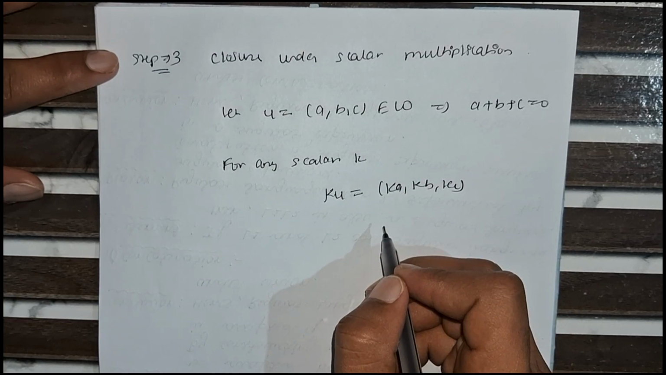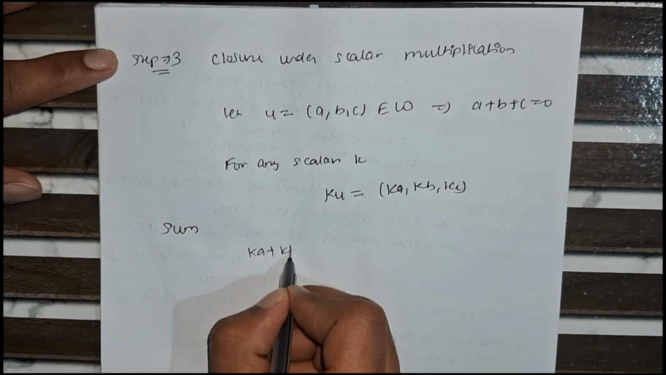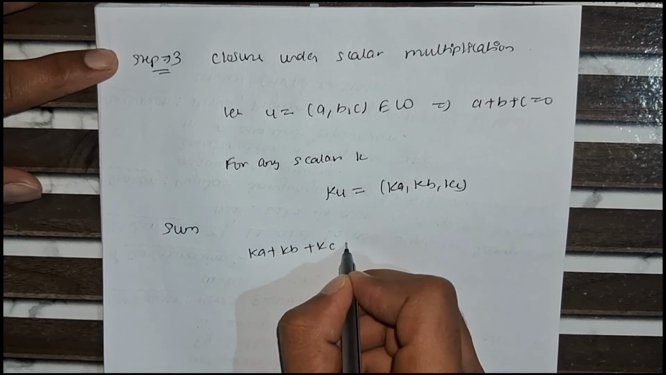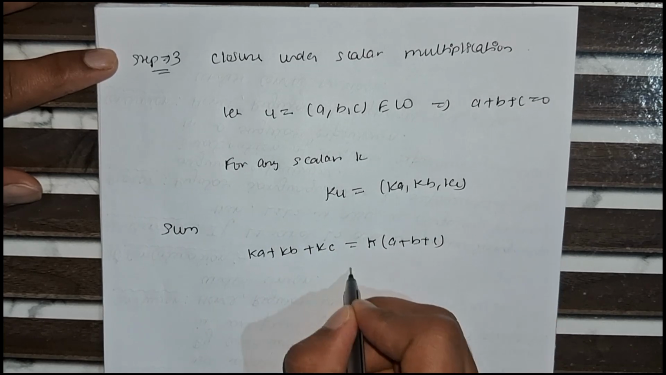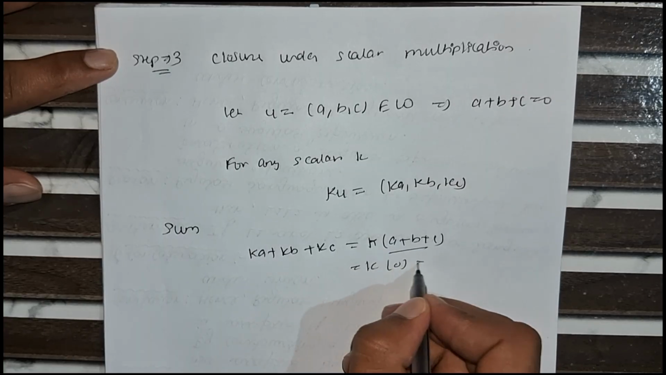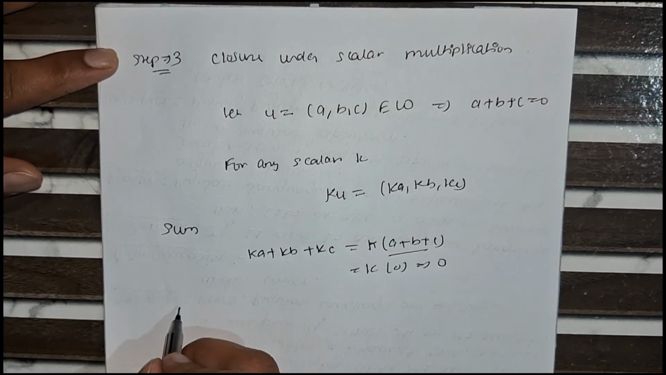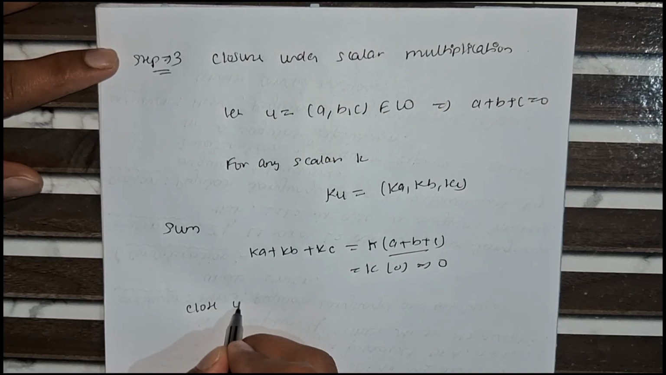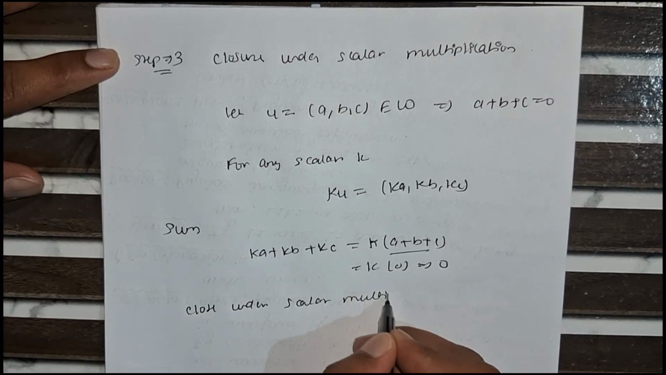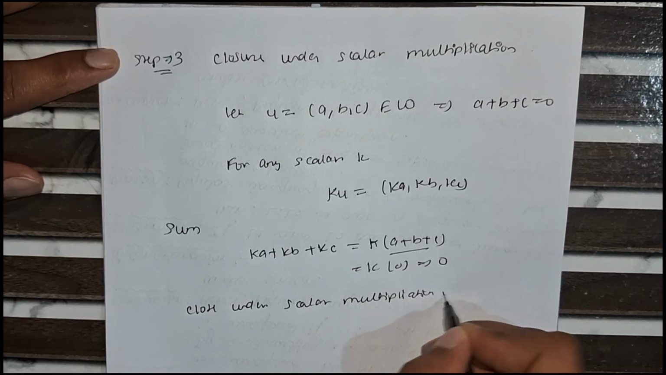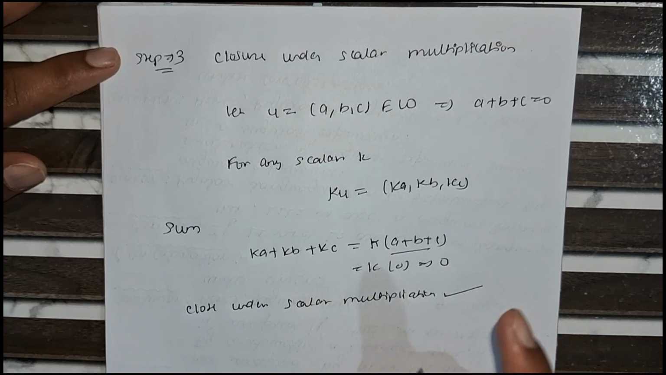Now we are checking the sum. So the sum equals ka + kb + kc, which is equal to, we can take k common, k(a + b + c). This is nothing but 0. So this is also equal to 0. So closed under scalar multiplication is also satisfied here. Since all the three subspace conditions are satisfied, W is a subspace of R³.